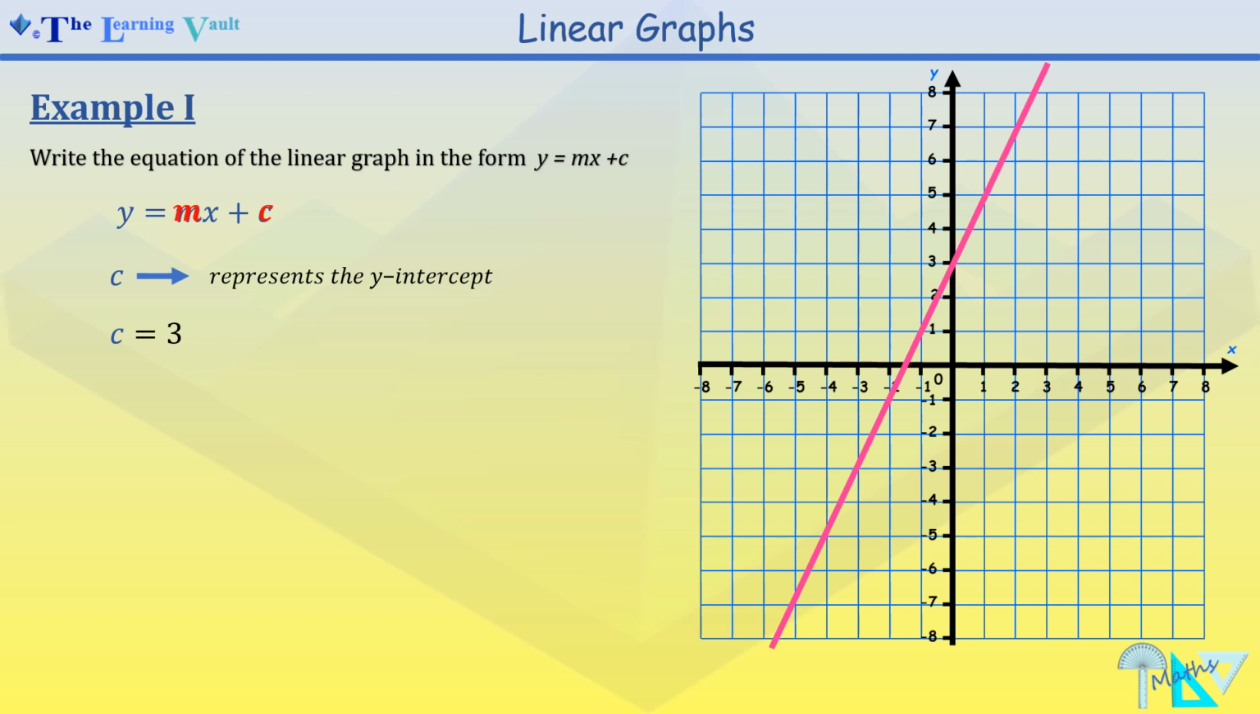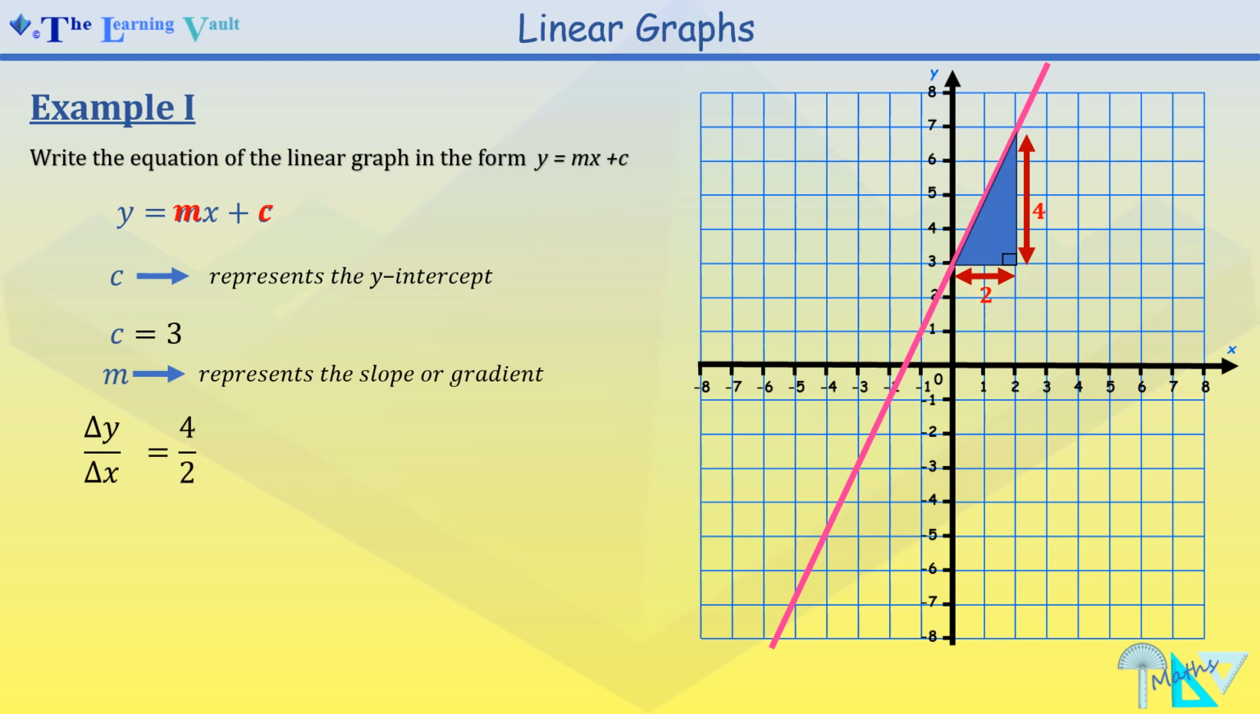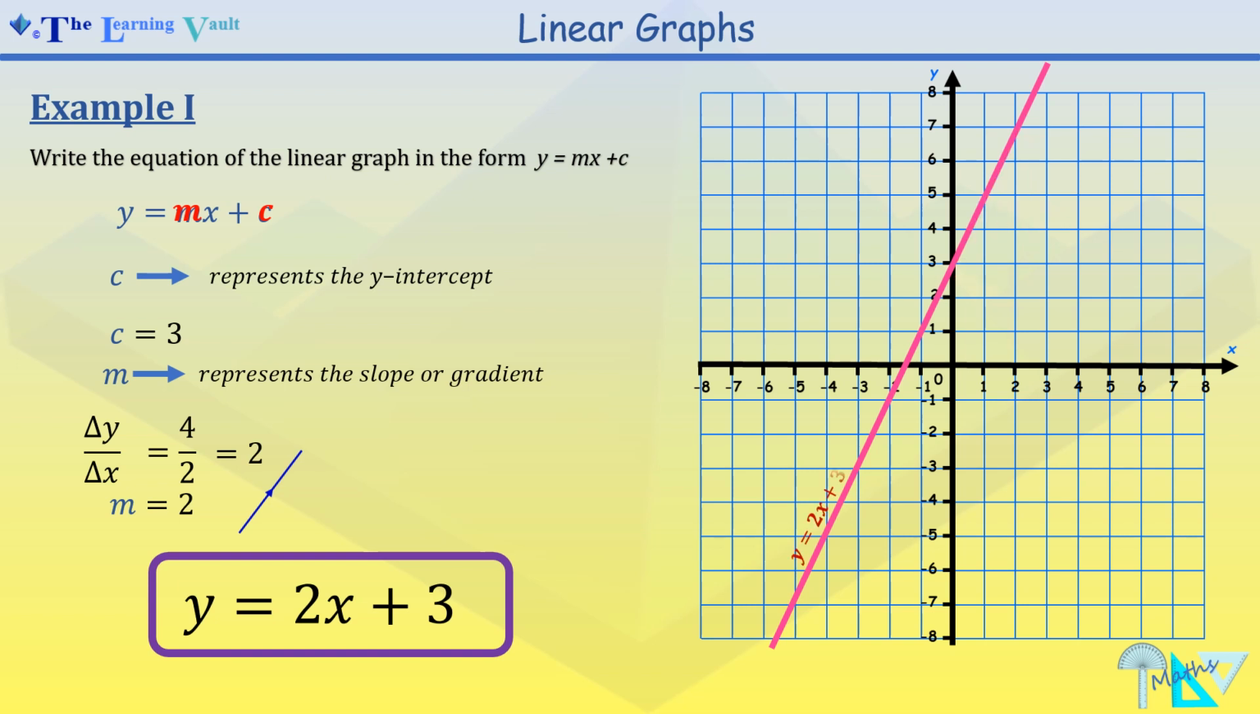Next, we're going to calculate our gradient m. Now, it makes it easy if we form a right angle triangle. We can use, from the position of the intercept, our rise over our run, which is 4 over 2, change in y over change in x. So the gradient is 4 divided by 2, which equals 2. And because it's in the positive direction, our m is a positive 2. So our equation, therefore, for this line is y equals 2x plus 3. And we can now label our graph.